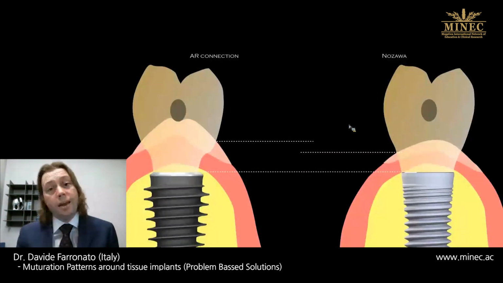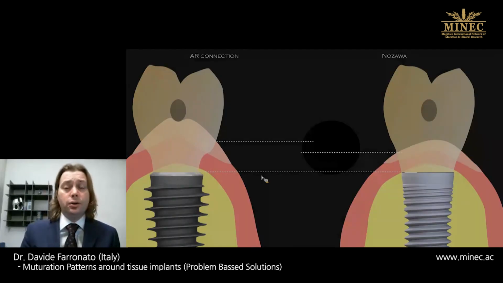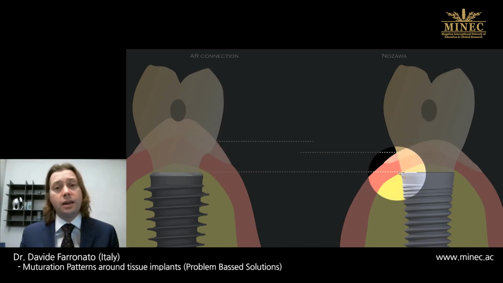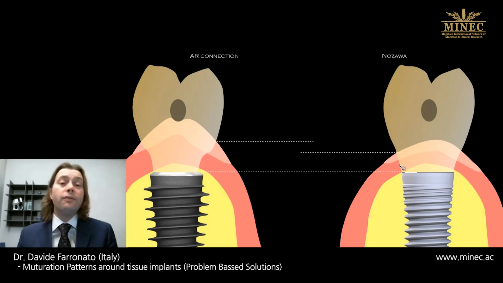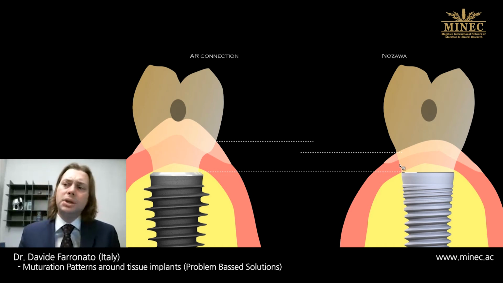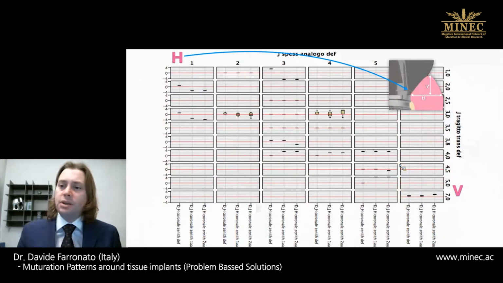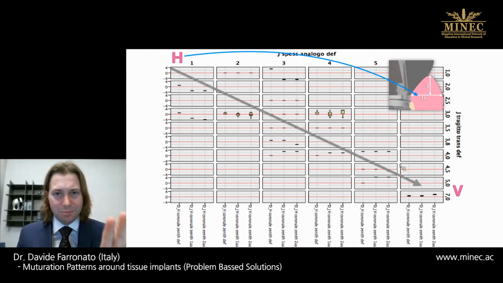So what we can say is that if we have a conical connection, the vertical extension of the tissue is greater compared to the vertical extension of tissue next to a flat-to-flat connection, which was used by Nozawa. This is just a supposition, so in order to be a little bit more robust in this pronouncement, we did a second study. In the first study that I'm describing, you can see here quite a complex graphic. This is the only complexity that I'm showing today.